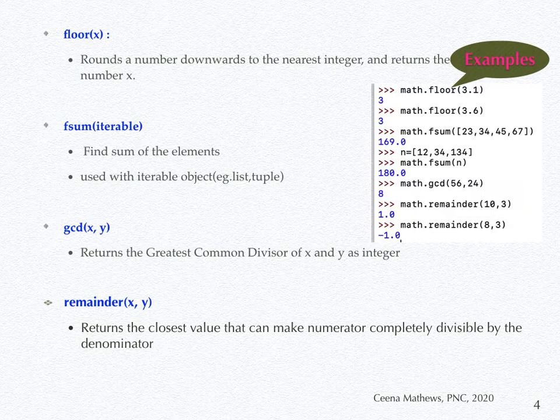Hope that is clear. If you give 11, 3 here, it is closest to the next multiple of 3, so in that case also it will display the result as -1.